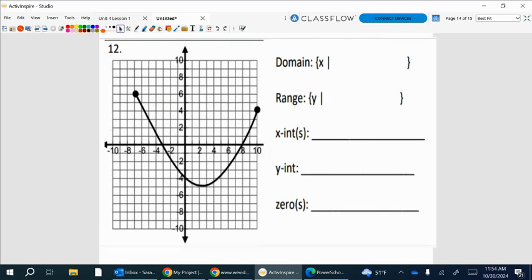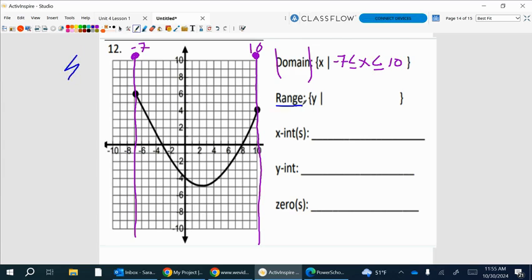Okay, problem number 12. Again, domain are the walls. I come from the left. I draw my wall here. That's a closed circle at negative 7. I come from the right. I draw my wall here. That's a closed circle at positive 10. My domain is from negative 7 to positive 10. X in the middle, less than, 2 closed circles, underline, underline.